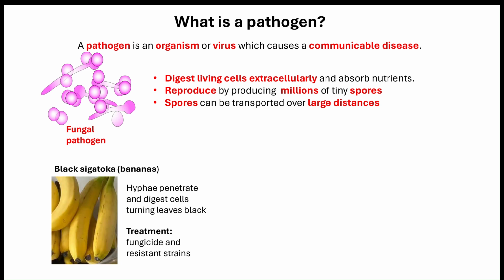Now, the two that you need to know is in plants, the black sigatoka, which is one that affects bananas. So what you have is the fungal hyphae, the extensions, actually penetrate and digest the cells, turning the leaves black. Again, if the leaves are being affected, that therefore means that they're not going to have the photosynthetic pigments. You've not got as much surface area for absorbing the light, less photosynthesis, less growth. How do we treat it?